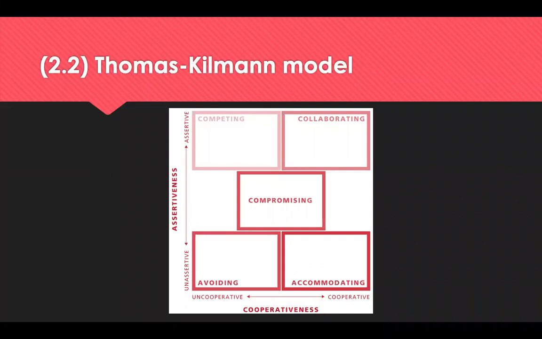Collaborating is both assertive and cooperative, again the complete opposite of avoiding. Collaborating involves an attempt to work with others to try and find a solution that fully satisfies their concerns. And compromising is both assertive and cooperative in a moderate sense, because you're trying to find some sort of middle ground.